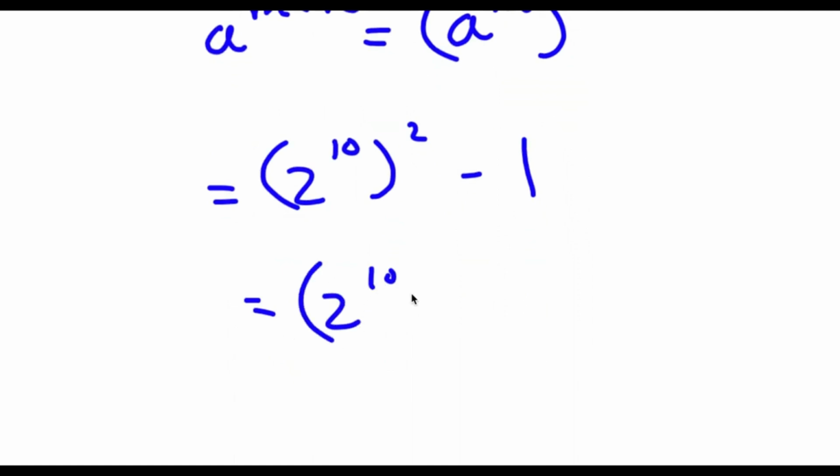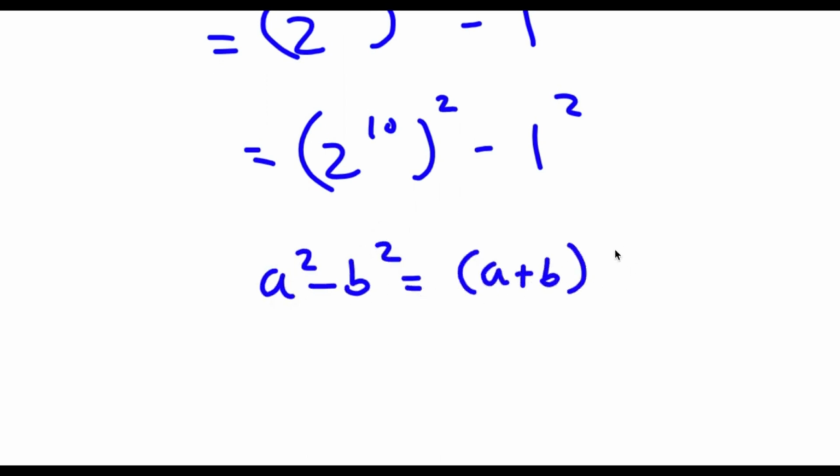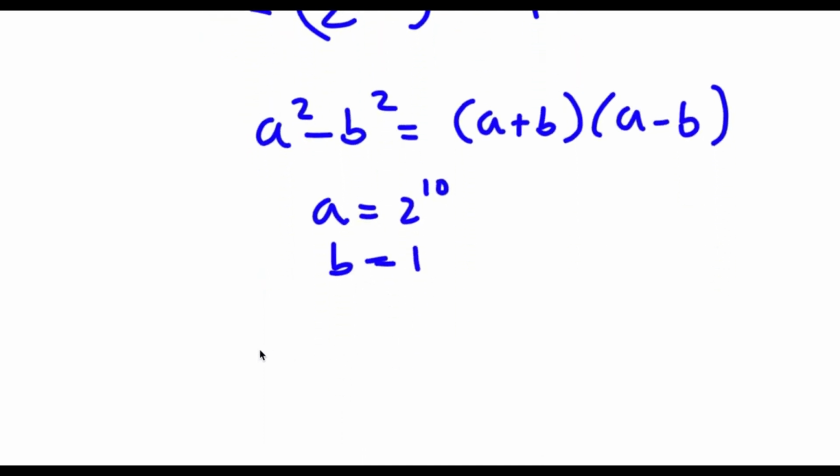So now 1 here is the same thing as 1 squared. And if I have something in the form a squared minus b squared, this is equal to a plus b times a minus b. So in this case, a is equal to 2 to the power of 10, and b is equal to 1. So I have 2 to the power of 10 plus 1 times 2 to the power of 10 minus 1.